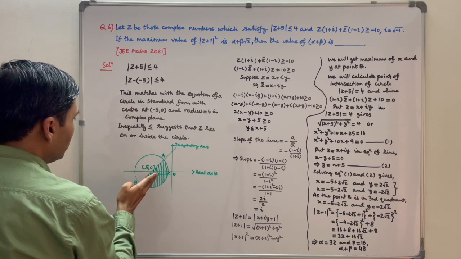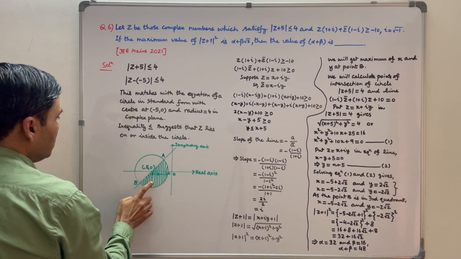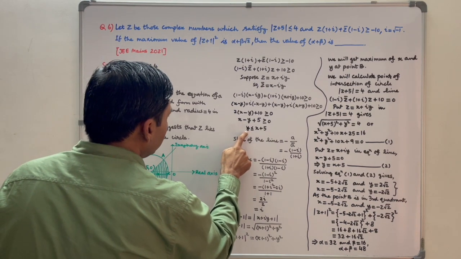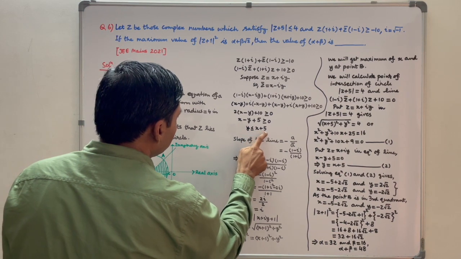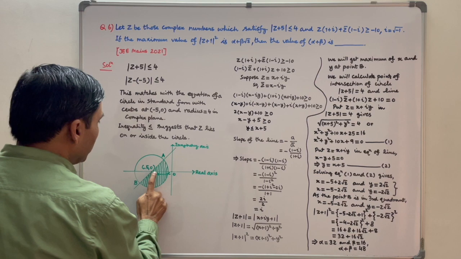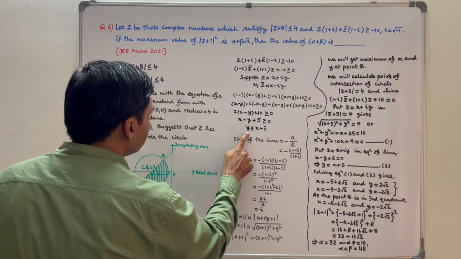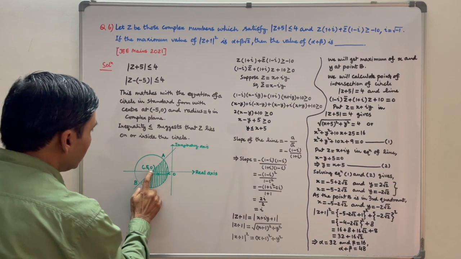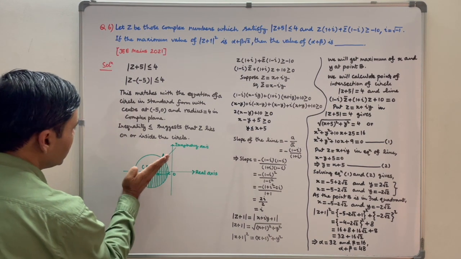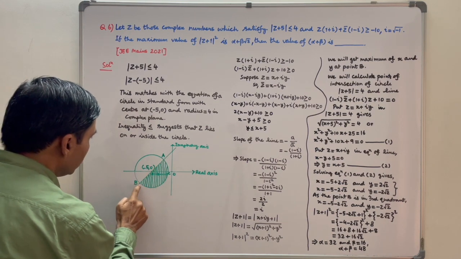So which part should we consider? This part or this part? To make sure which part we need to consider, we need to see this inequality again. So y ≤ x + 5. If you put the values of x as −5, −4, −3, −2, then you will see y is increasing. That means when x is increasing, y is also increasing. So you need to consider this part. So z will lie somewhere in this region.